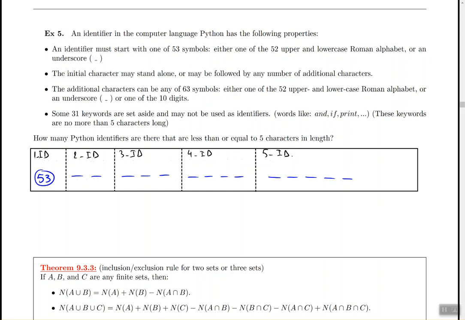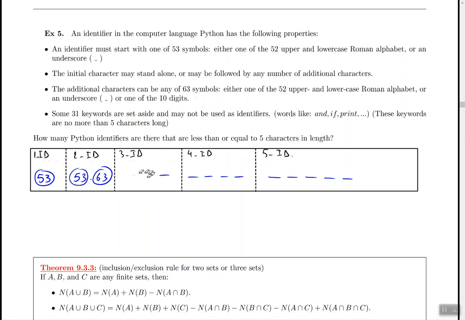Okay. Now if you have 2 of them, the first letter has to be either an underscore, uppercase, or lowercase, so that's again 53. But the second one can be any from the additional 63 symbols, either the 52 upper or lowercase alphabet, the underscore, or the 10 digits. So if you have 2 IDs, then the first one has to be 53 choices, and the second one can come from any of 63 choices.